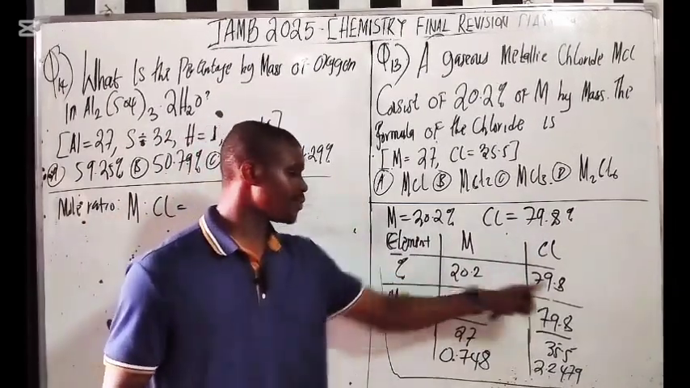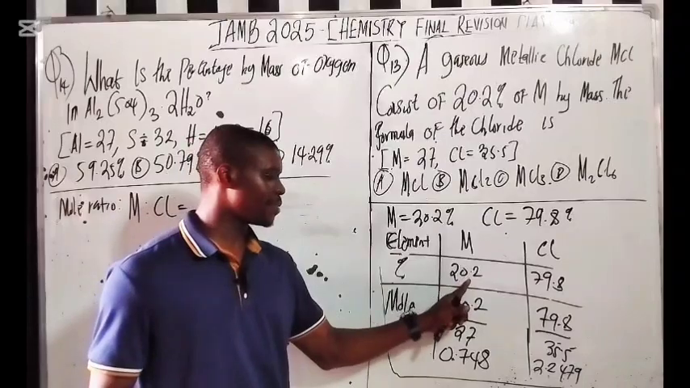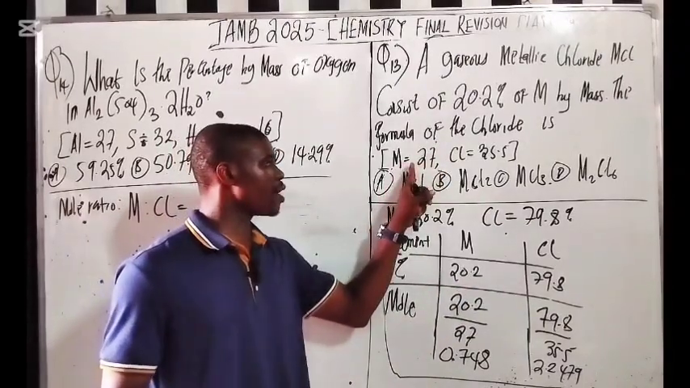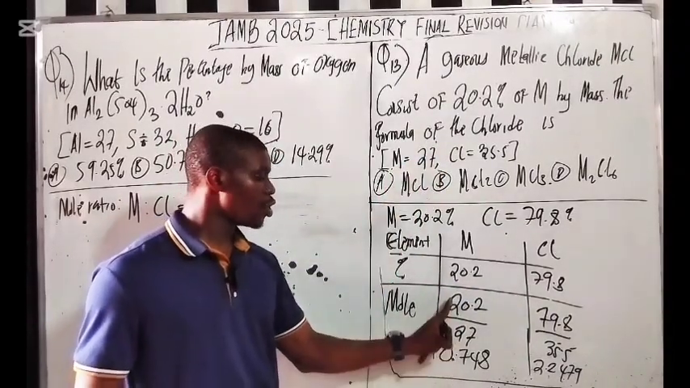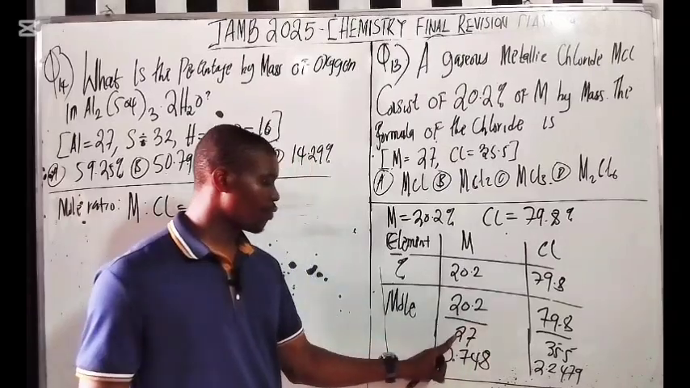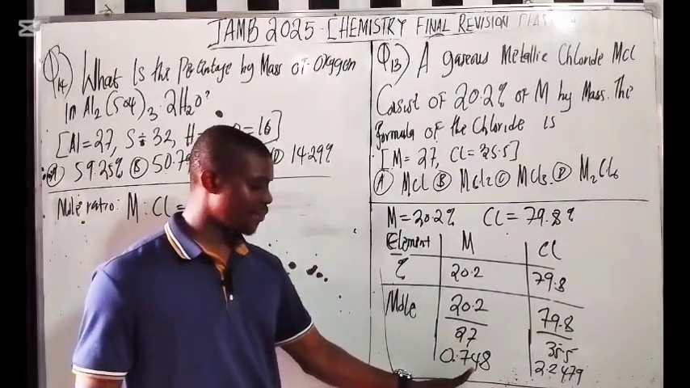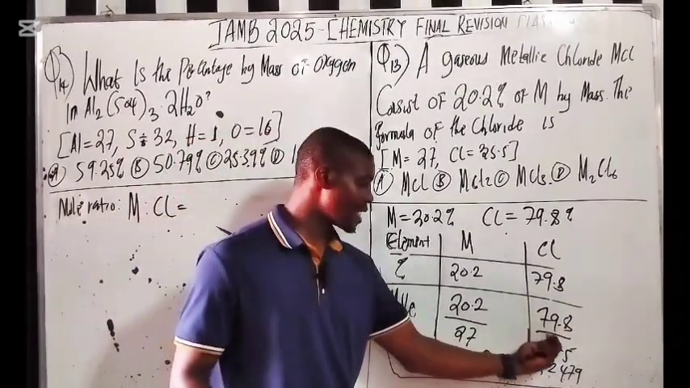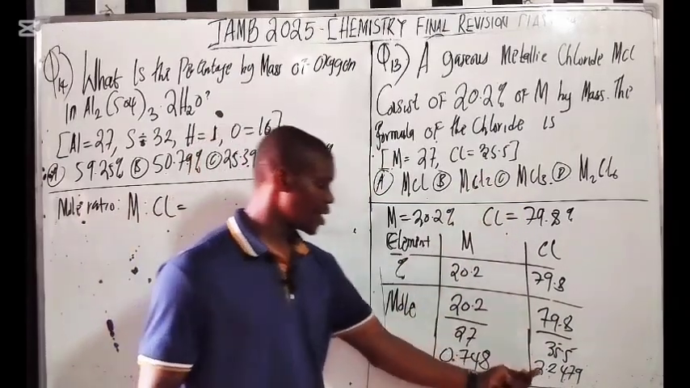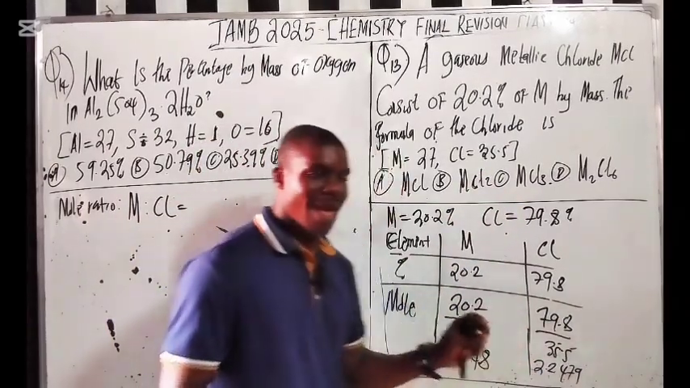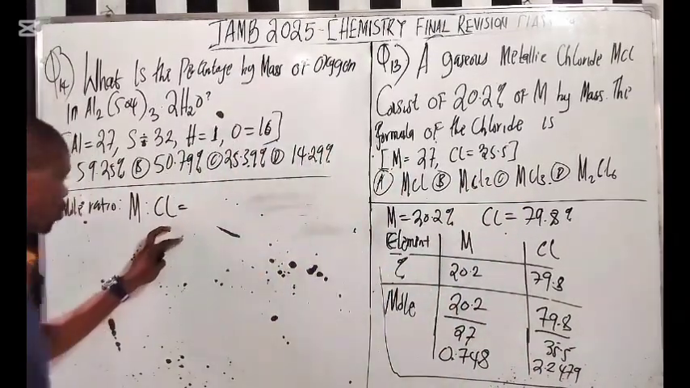write the percentage, right? Then divide each of the percentage by mass with their atomic mass. Atomic mass of what? Of M is what? Is 27. So 20.2 is over what? 27. Here we have what? 0.748, right? Same thing here, 79.8 divided by what? The atomic mass is what? 2.2479, right? After I've done that here, you want to look for the ratio, the mole ratio.